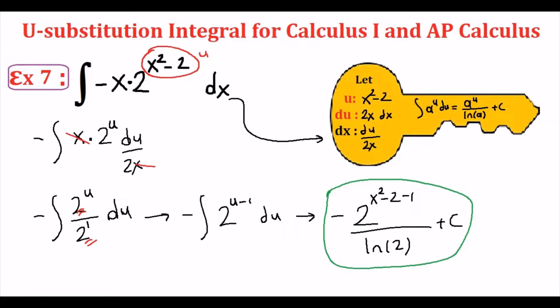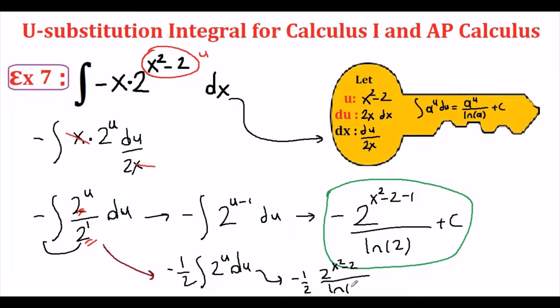Another possible answer from here: you can pull the 2 in front of the integral sign. So it will be negative 1/2 integral of 2 to the u du. And here we know that the integral of a to the u is a to the u over ln of a plus c. So negative 1/2, 2 to the x squared minus 2 all over ln of 2 plus c. And if you would like to rewrite it better, negative 2 to the x squared minus 2 all over 2 times ln of 2 plus c.